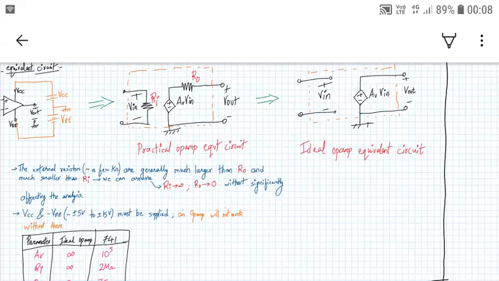Now input impedance of the op-amp ideally is infinite, and for 741 it is 2 into 10 raised to 6. That is 2 mega ohm, which is extremely large. Hence, we can assume that even for a practical op-amp, Ri is tending towards infinity and RO is tending towards 0 without significantly affecting our analysis. So this can be done very easily. Also, the power supply VCC and VEE, that is plus or minus 5 volts to plus or minus 15 volts, must be supplied all the time. Without it, the op-amp will not work. So this was about the first section.